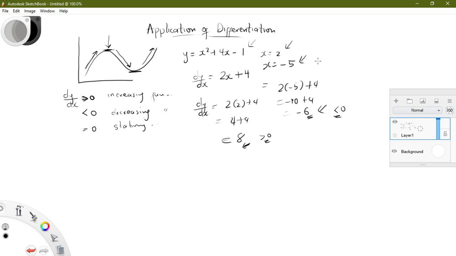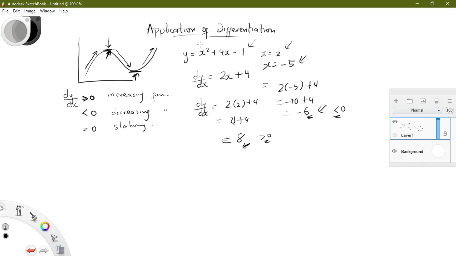So this way we can easily tell with differentiation. This is one of the applications of differentiation. We can easily tell if a function is increasing or decreasing. Just like I said, if it is exactly 0, then at that point it is stationary. It's just like this point here. It is stationary at that point. These two points here, stationary.